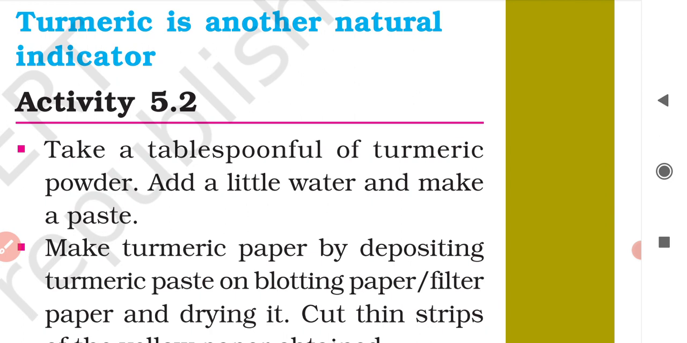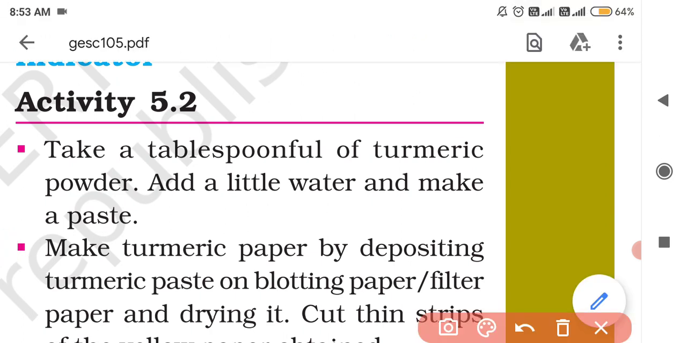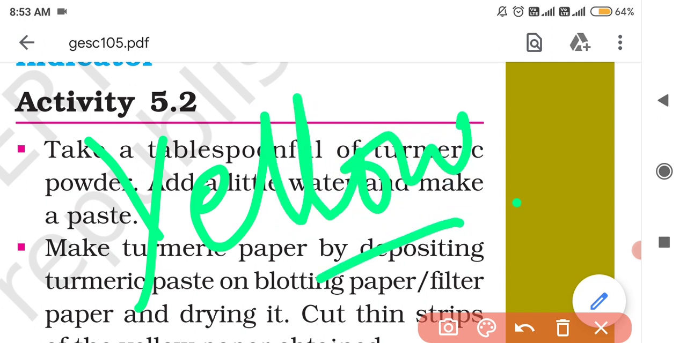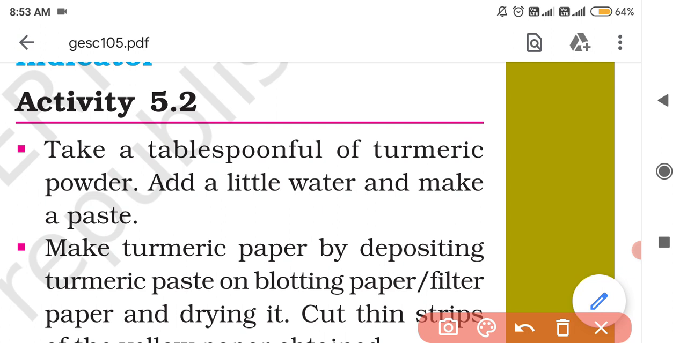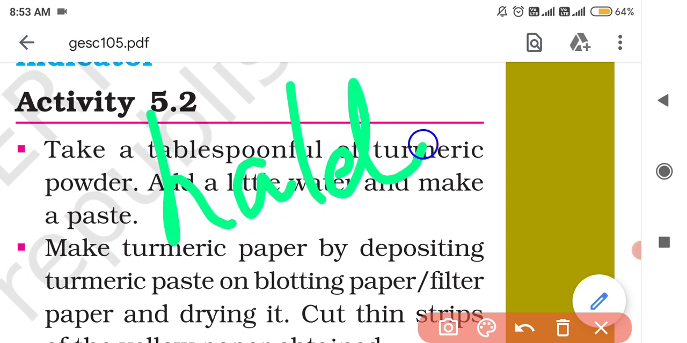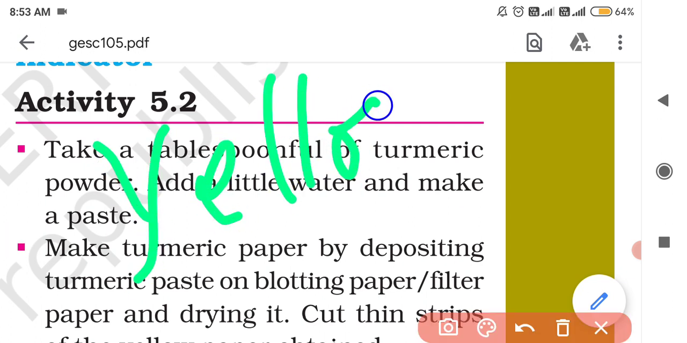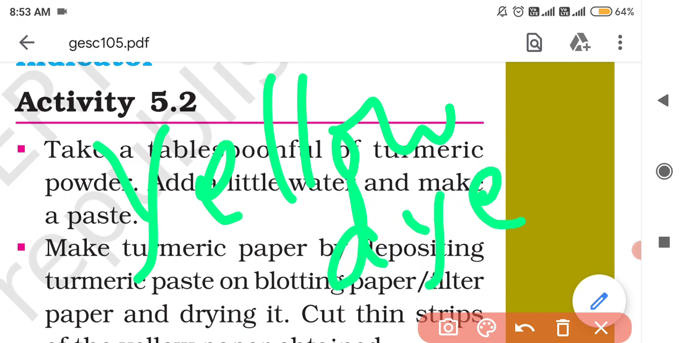First of all, what is the color of turmeric? The color of turmeric is yellow. It is obtained from a plant, and in Hindi turmeric is also called haldi. You know this, haldi? Turmeric contains a yellow dye, that is why its color is yellow.